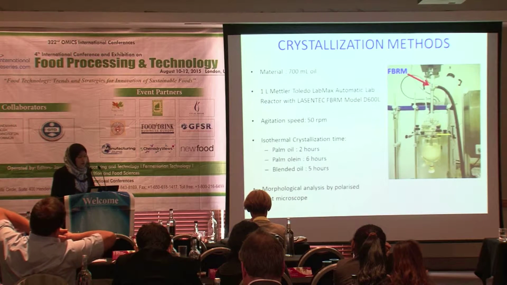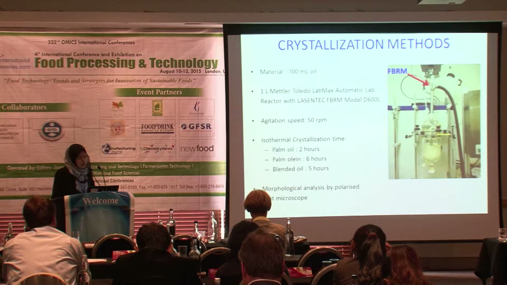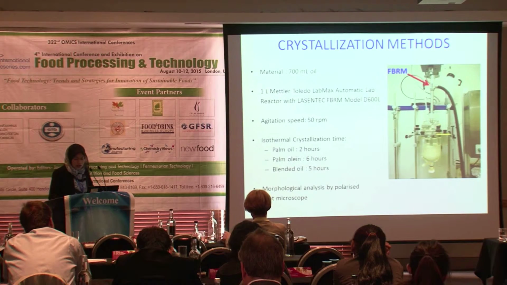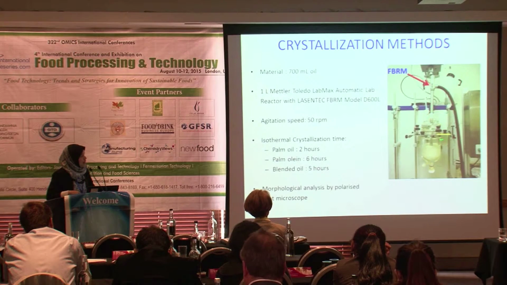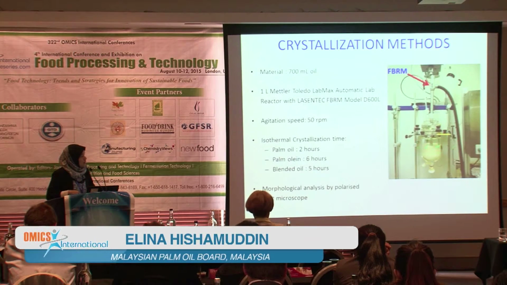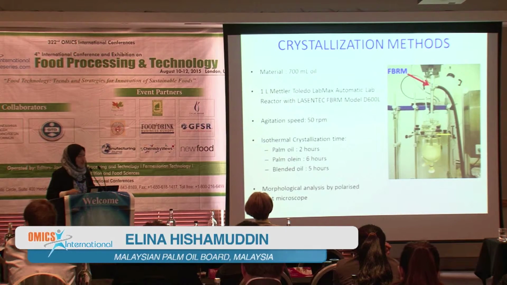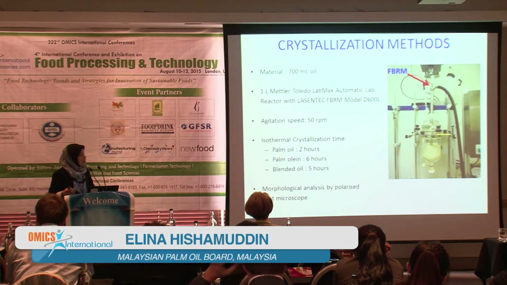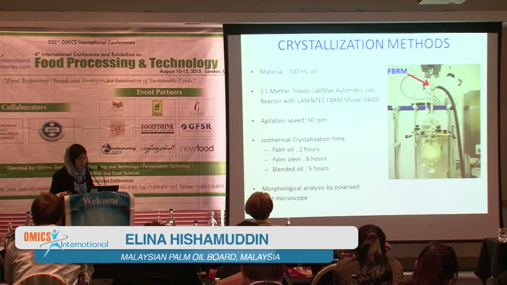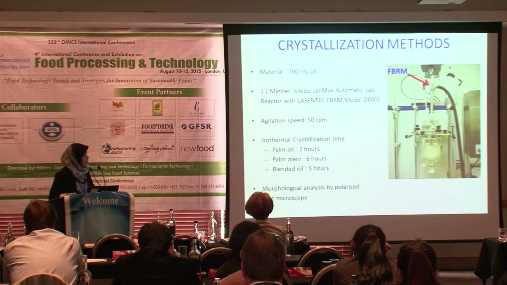Now, for the crystallization experiments that we conducted, we used about 700 milliliters of the oil, and we subjected it to crystallization in a lab reactor, which is equipped with the FBRM, installed right into the solution. We maintained the agitation speed at 50 RPM throughout the entire crystallization process.